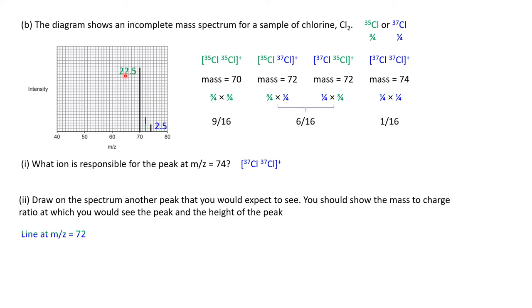Now this one here, 22.5, that represents 9 out of 16. Here's 2.5, that represents 1 out of 16. So therefore, 6 out of 16 will be 6 times that 2.5. So our peak height here will be 15. Okay, so 15 is 6 times the 2.5 because we've got 6 times 1, but it's only 2/3 as big as the 22.5 because that's 6 compared to 9. Hopefully I didn't overdo that and you can understand where we got that height from.